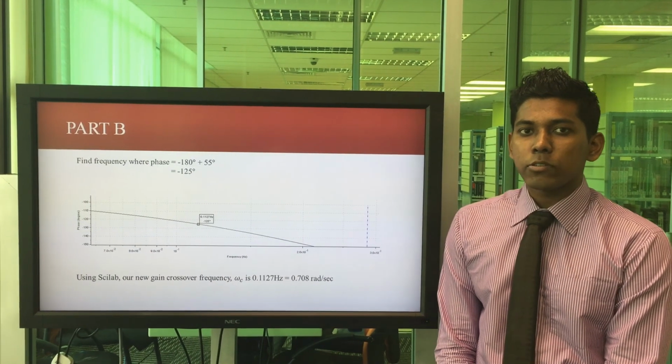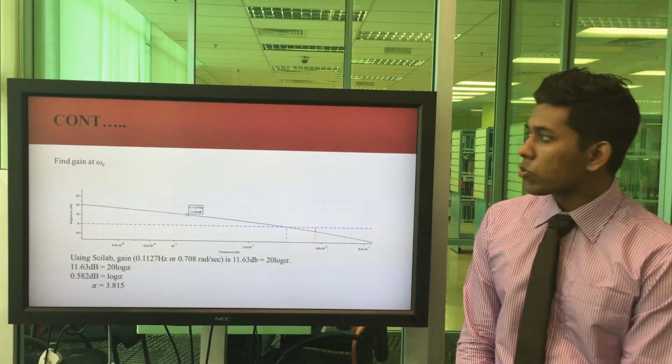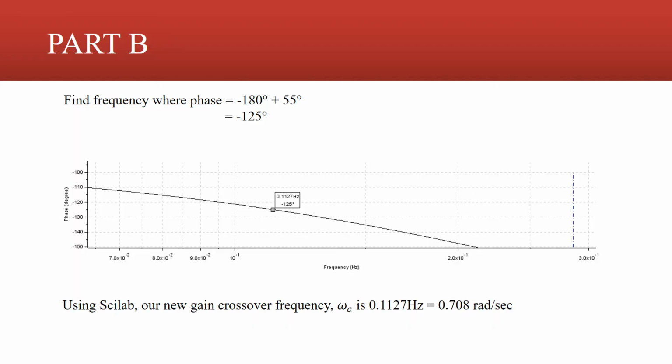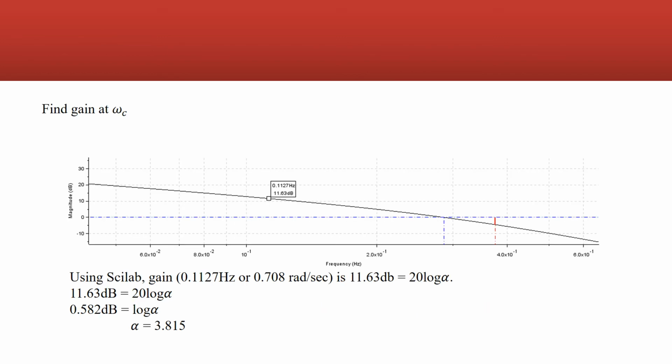Now I will show the process of designing a lag compensator so that the phase margin will be at least 50 degrees. So we need to find the frequency where the phase is equal to negative 125 degrees. Using Scilab, our new gain crossover frequency omega c is 0.1127 Hz, equal to 0.708 radian per second. Using Scilab, we get the gain is 11.63 dB at 0.1127 Hz or 0.708 radian per second.